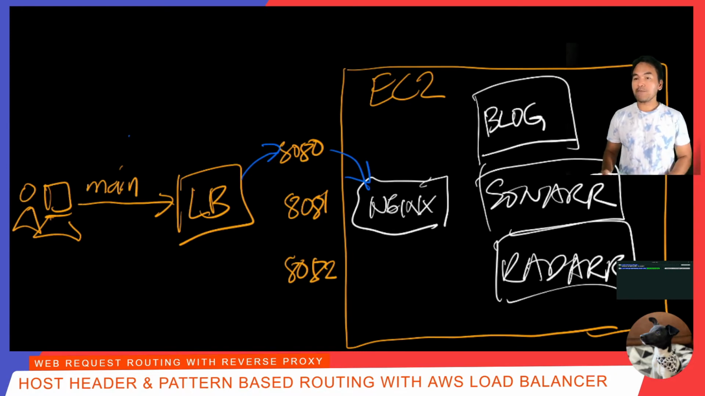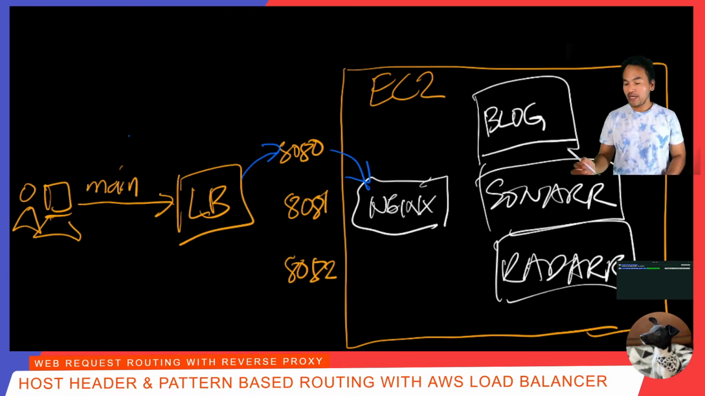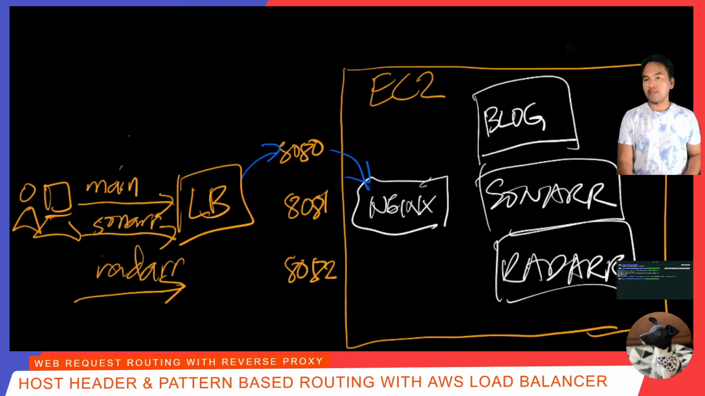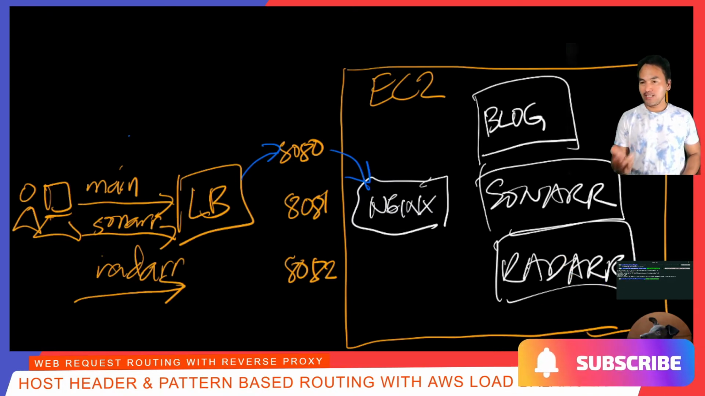I need to set up my infrastructure in such a way that access to my blog application, Sonar app, and Radar app are enabled. I will introduce two new web endpoints. And then I will set up routing rules that my load balancer will evaluate to determine where traffic will end up going to. So let me switch to my VS Code and let's start the work.